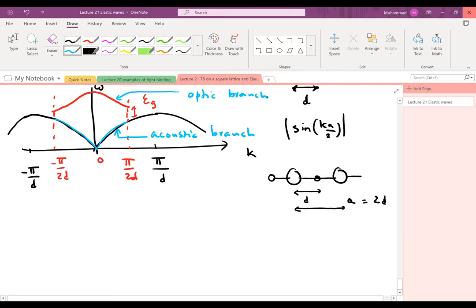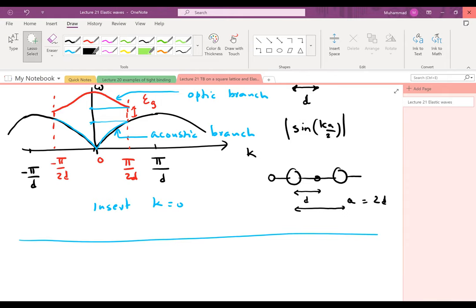All right. And you can always find out what these values are. You can always find out what this value is going to be. Just insert k equals 0 into the dispersion relationship. You can also find out what the band gap is going to be. And probably I'm going to give this as a homework. So any questions up till this point? And I'll continue this discussion in the next lecture.